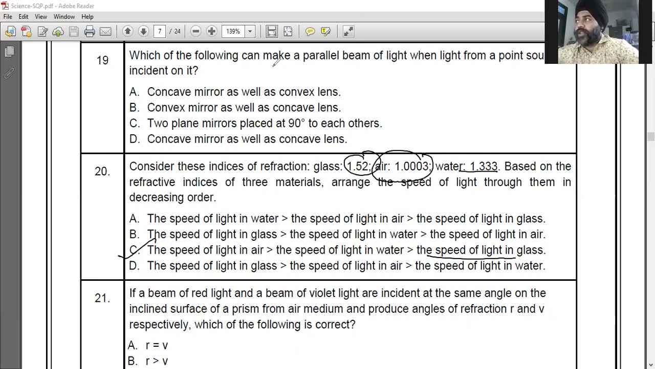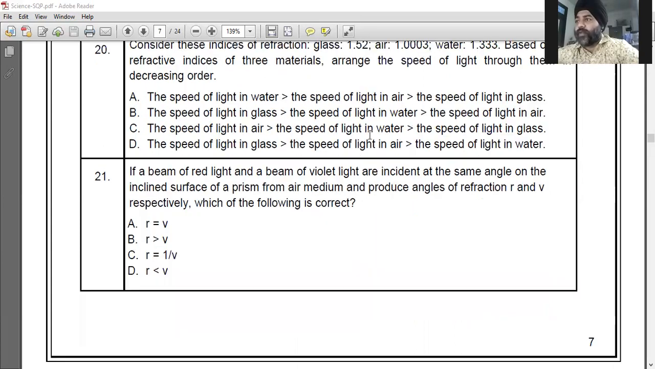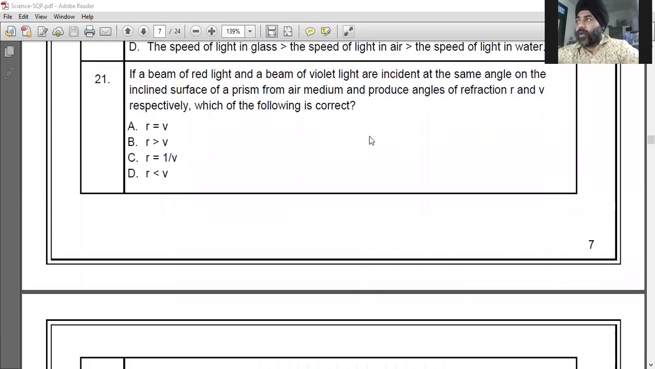Now question number 21. All these questions are from physics. Now, very good question from the physics part. Question number 21. If a beam of red and a beam of violet light are incident at the same angle on the inclined surface of a prism from air medium and produce angles of refraction R and V respectively, which of the following is correct?